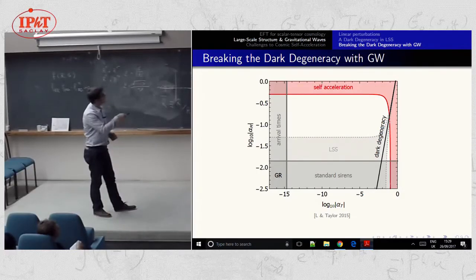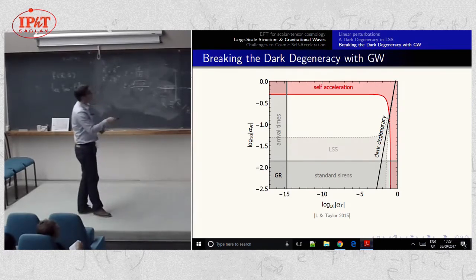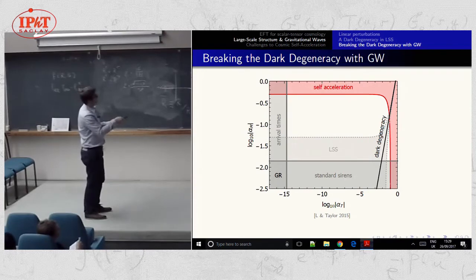Now, these are constraint forecasts from Euclid. And what I want to show you next is that basically, if we measure these arrival times, then a self-accelerated solution should occupy this upper left corner. And what I want to show you next is that we already have large-scale structure data that push below this bound.